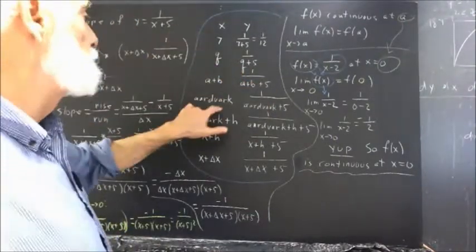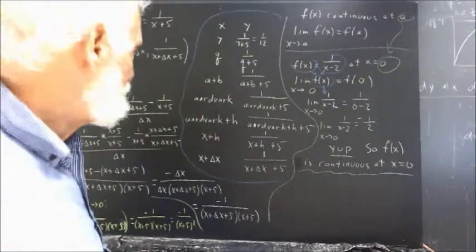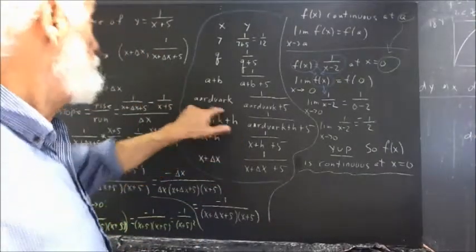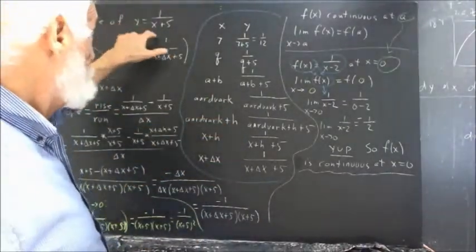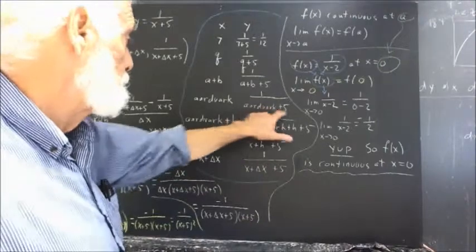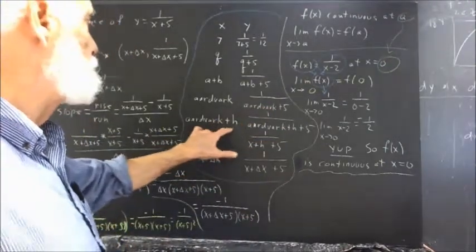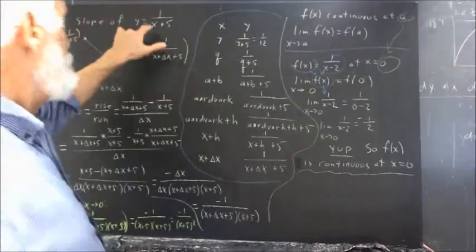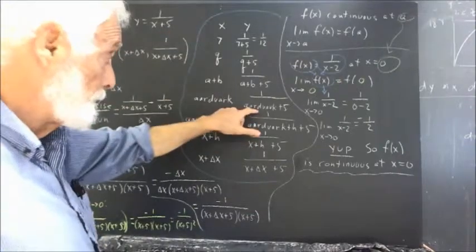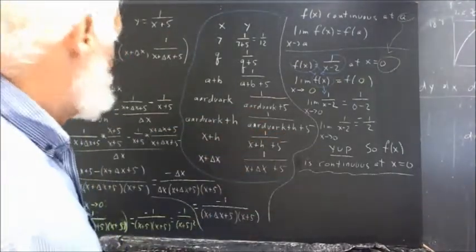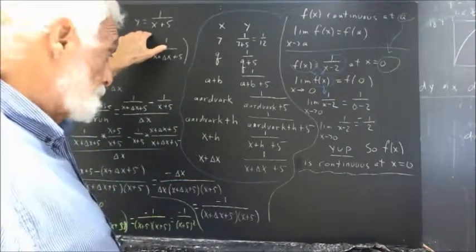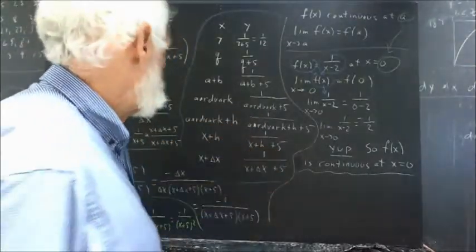What if the x value is aardvark? Well, it's not clear what in the world that might mean, but if I say x equals aardvark, then your response is going to be, well, then the y value for this function is 1 over aardvark plus 5. We should understand that. And what if the x value is aardvark plus h? Well, then x becomes aardvark plus h, and we have aardvark plus h plus 5 in the denominator, giving us this expression. Now, what if we have x plus h? Well, we replace x by x plus h, and we have 1 over x plus h plus 5.